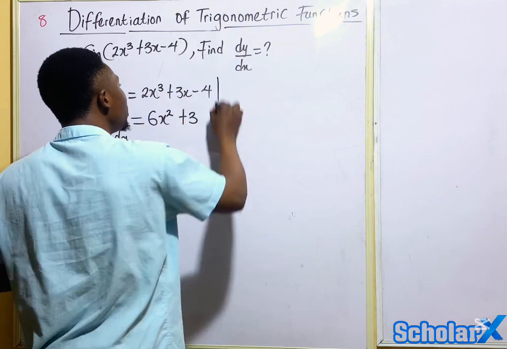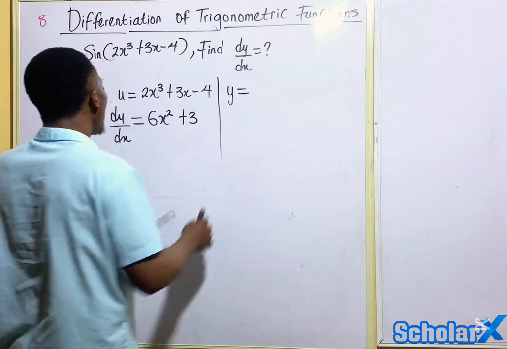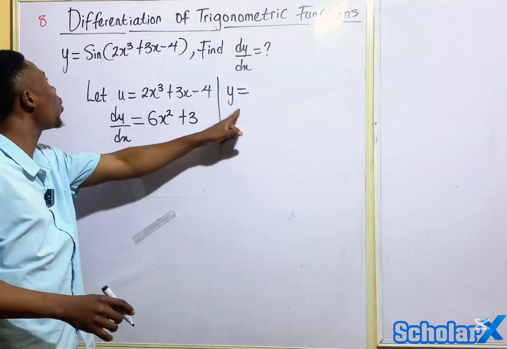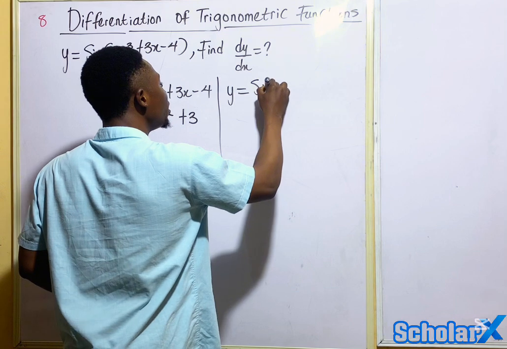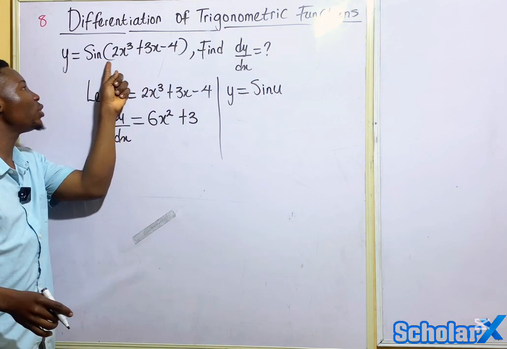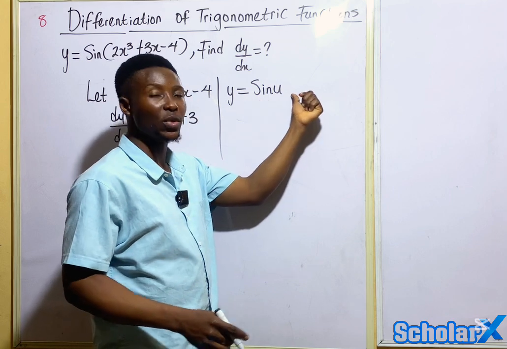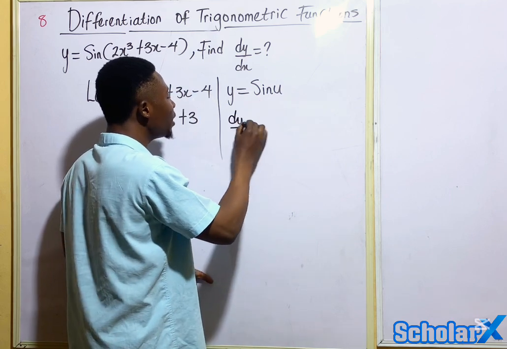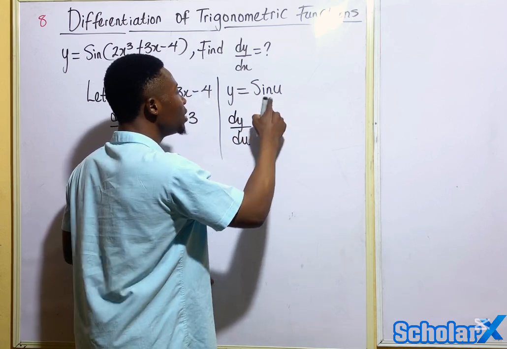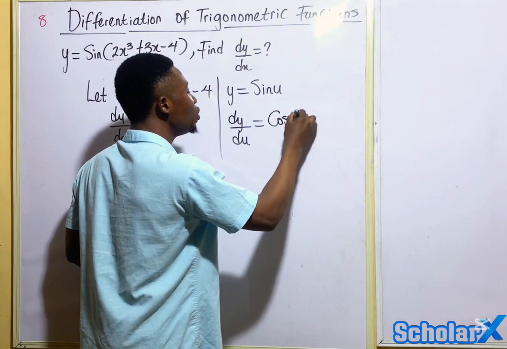Now, don't forget that you said u to be equal to this. So y becomes sine u, because you said let the whole of this be u. So we're going to differentiate this too. We're going to differentiate y with respect to u. So it becomes dy/du equals, differentiate sine u, you are going to get cos u.